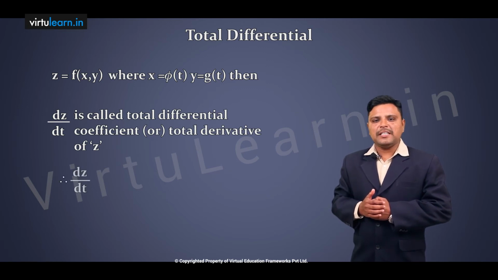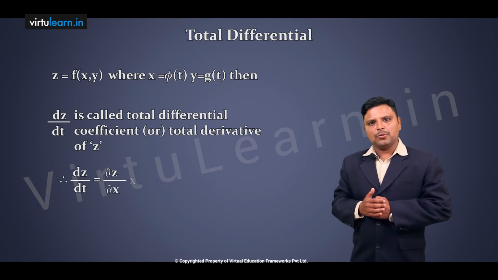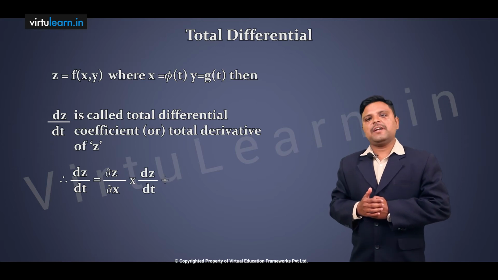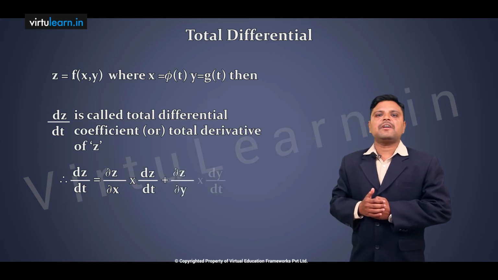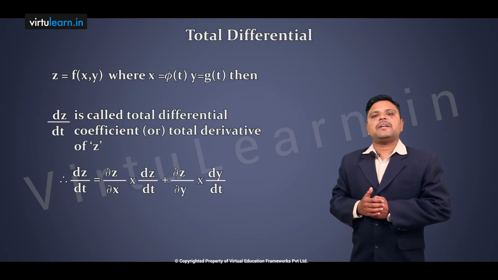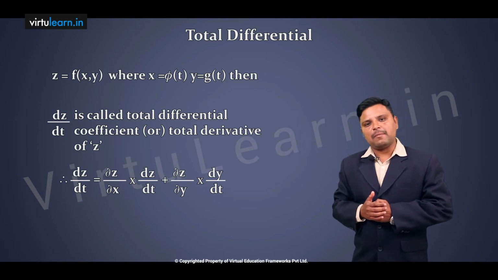Therefore, dz by dt equal to dou z by dou x into dx by dt plus dou z by dou y into dy by dt. This is called total differentiation. Once again, dz by dt equal to dou z by dou x into dx by dt plus dou z by dou y into dy by dt. Now, using this total differentiation, we can solve many problems.